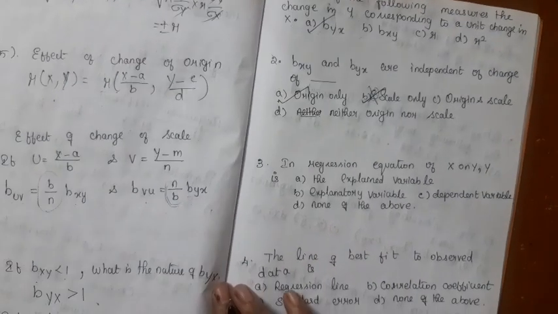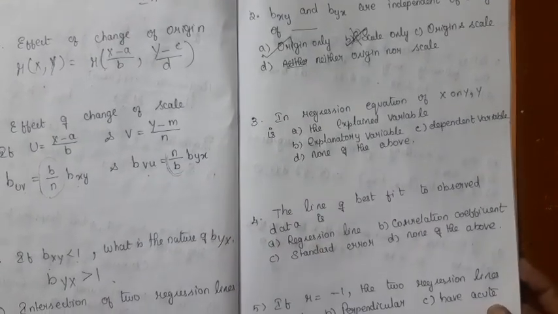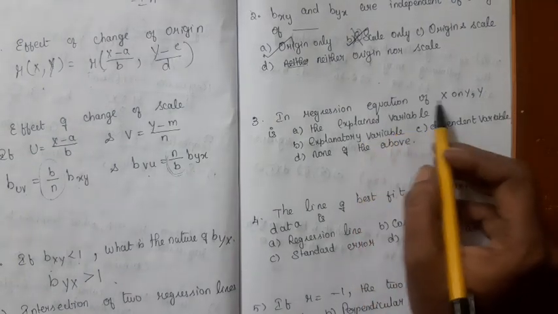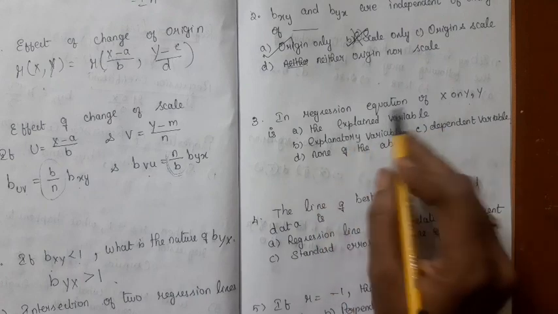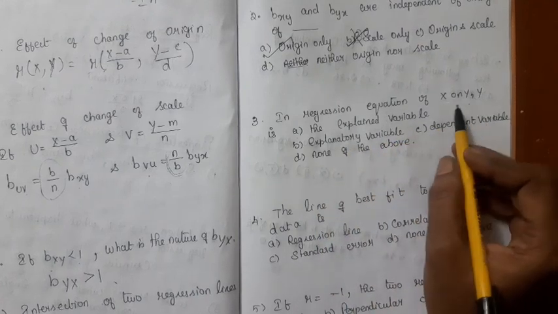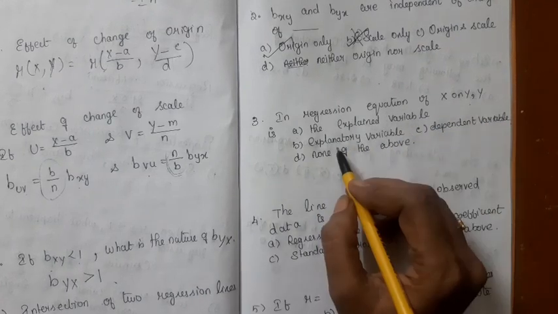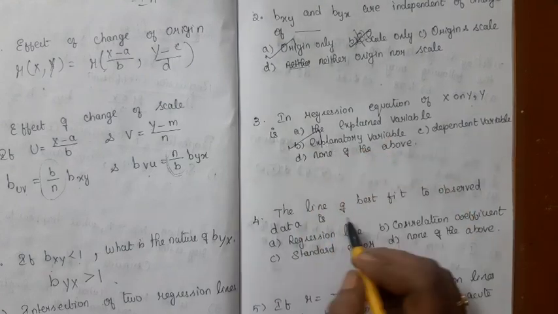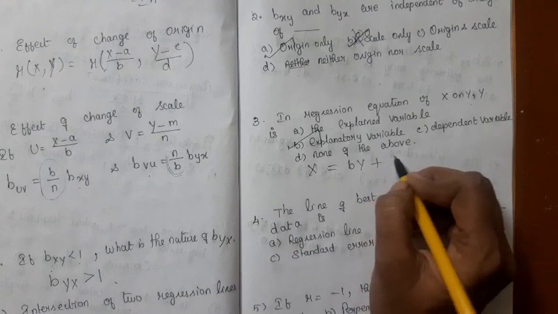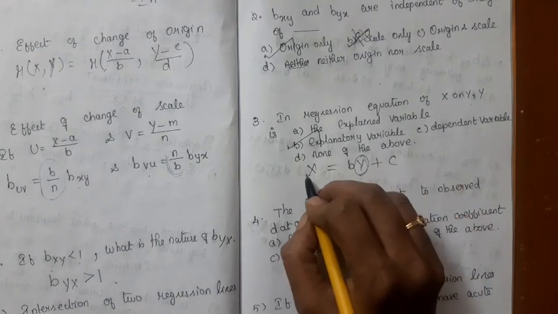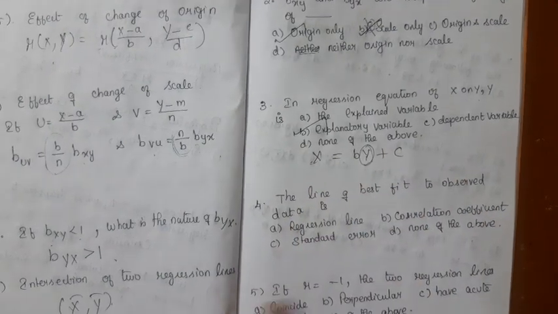In the regression equation x on y, what is y called? In x on y, y is the independent variable or explanatory variable. The equation x on y will be of this form. So y is the explanatory variable which explains the variable x.